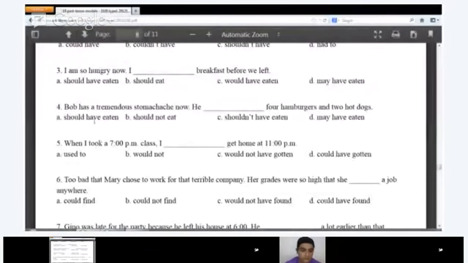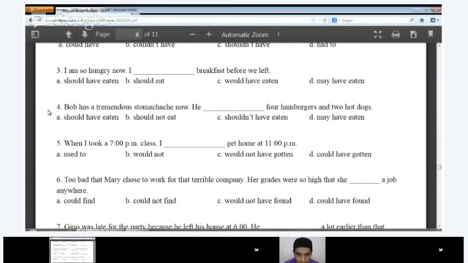Bob has a tremendous stomachache now. He shouldn't have eaten 4 hamburgers and 2 hot dogs. Wow. Okay, yes, that's right. He shouldn't have eaten 4 hot dogs and 2 hamburgers. I don't even know how anybody can fit that much food in their stomach.